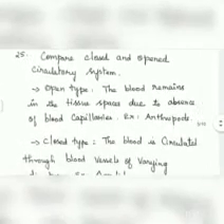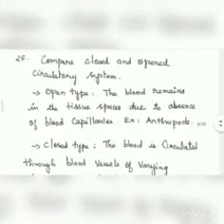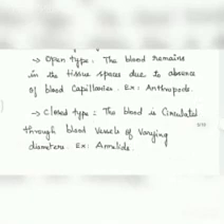25th question. Compare closed and open circulatory system. Already we discussed. So open means the blood remains in the tissue spaces and due to the absence of blood capillaries. Closed means the blood is circulated through the blood vessels by varying diameter. That means by arteries, veins and capillaries.